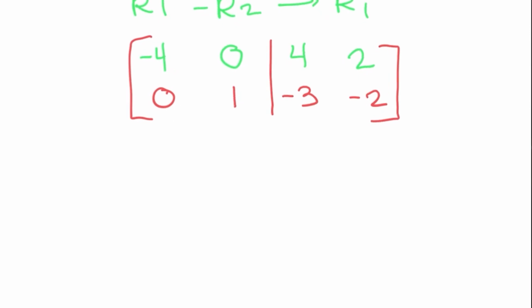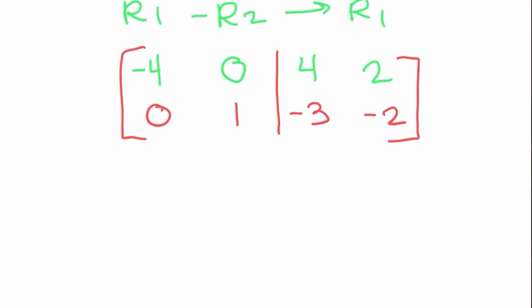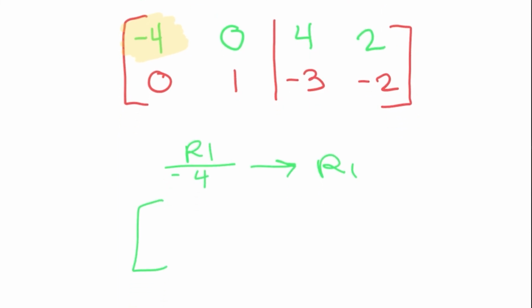Okay, and then we're super close. We just have one step left because we want this number right here to be a 1. So I'm going to do this the same way I got the 1 on the second row. Since that's a -4, I'm just going to take row 1 and divide by a -4 to change row 1. So -4 divided by -4 is 1. 0 divided by -4 is 0. 4 divided by -4 is -1. 2 divided by -4 is -1/2. And then the second row we didn't change.